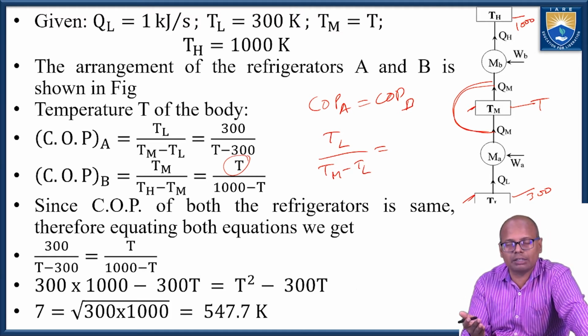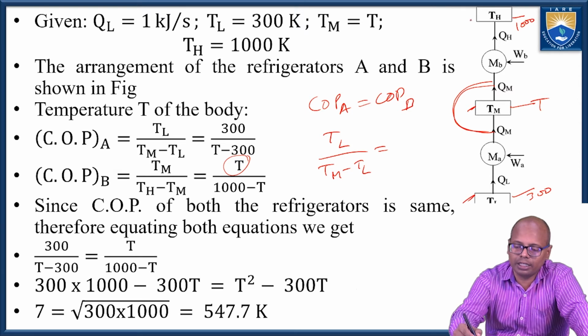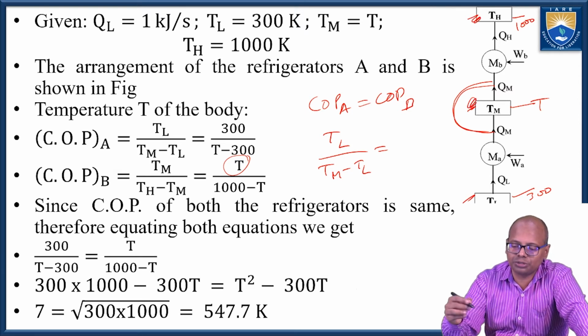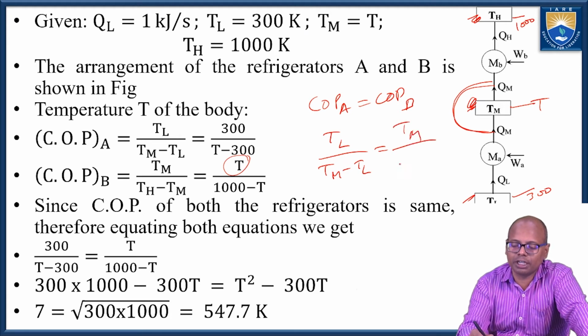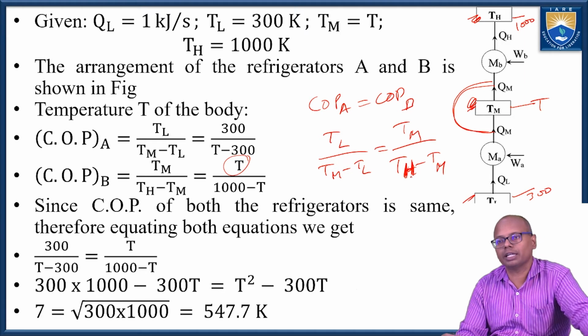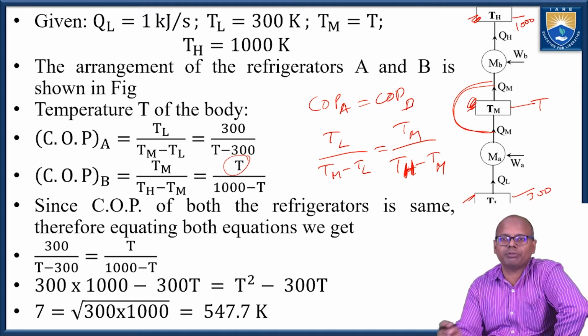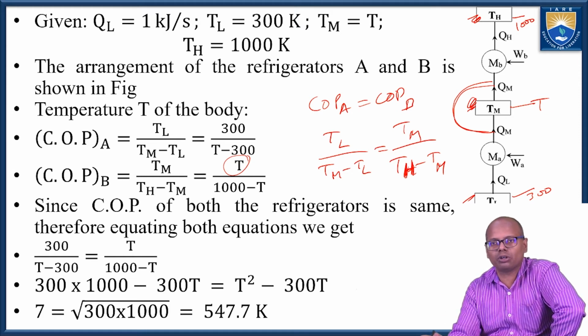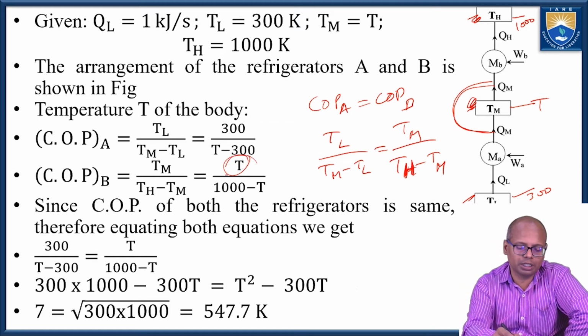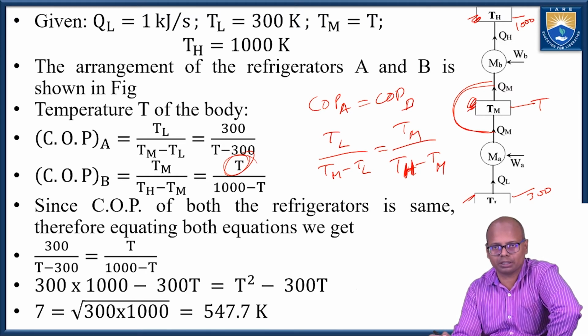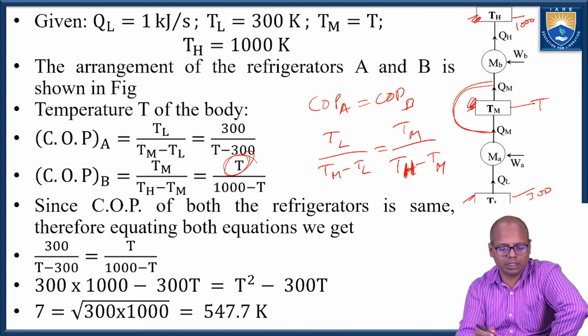Again, this second one is also a refrigerator, and between these two, the lower temperature is Tm, divided by Th minus Tm. So this is the higher reservoir and the intermediate reservoir. If I use it like this, what can I find out? I can find out the temperature T with some manipulations. The manipulations are given here.